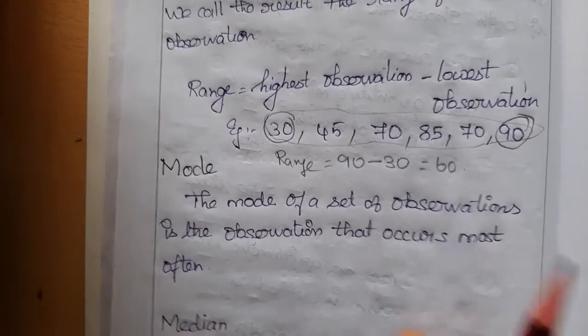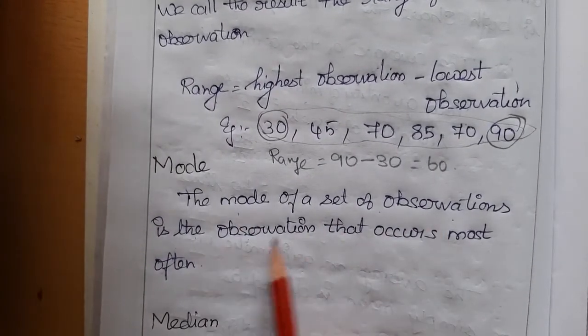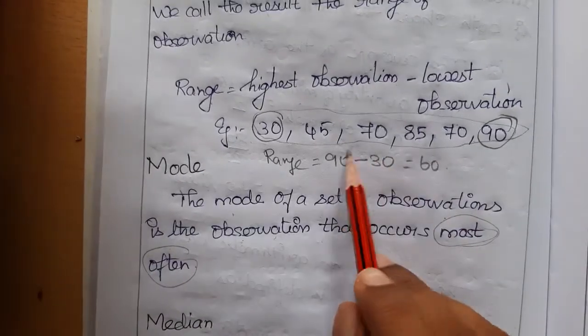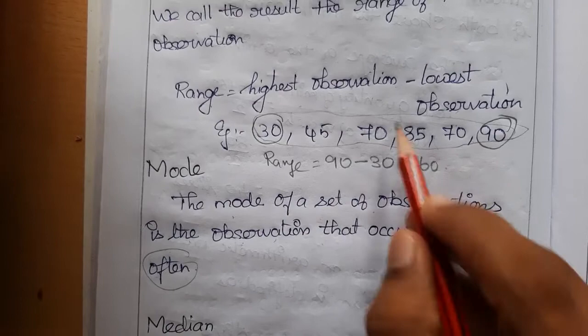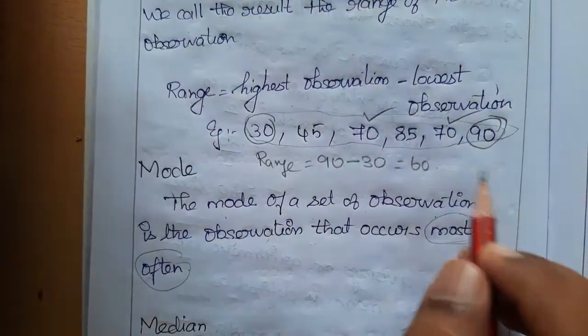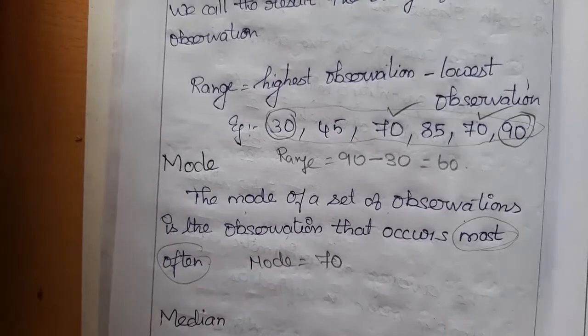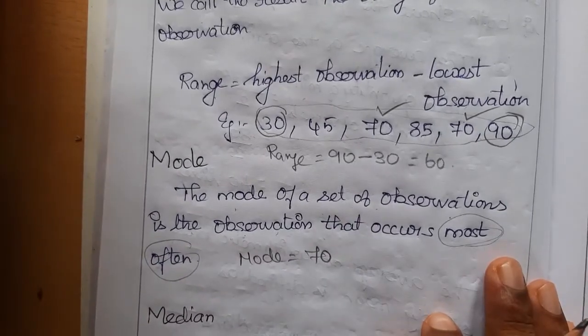What is the mode? The mode of a set of observations is the observation that occurs most often. Which mark is obtained most often? 70, right? 70 occurred the most. So mode is equal to 70, right? We can also say most repeated observation.